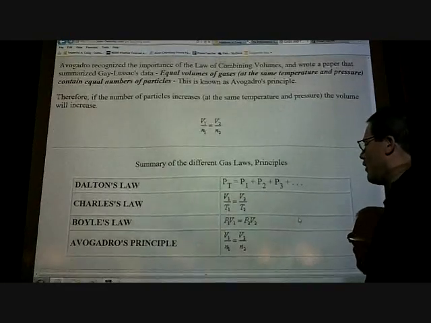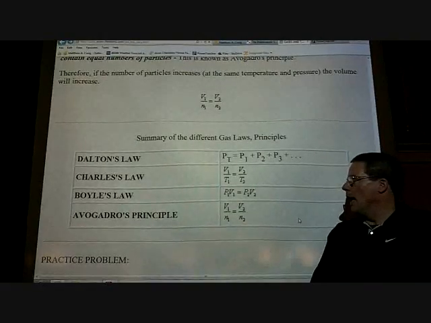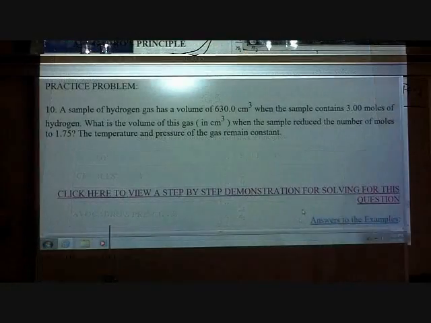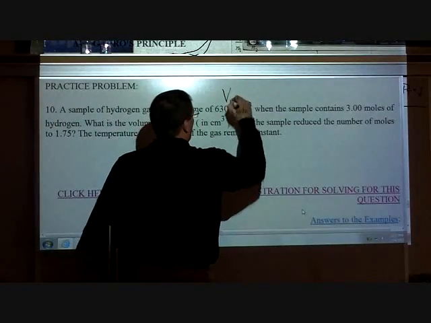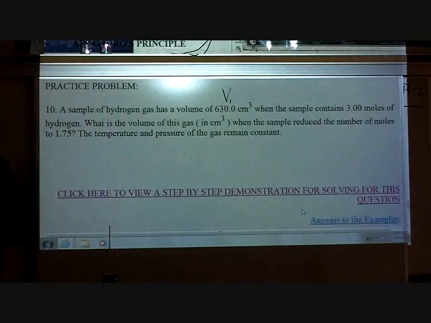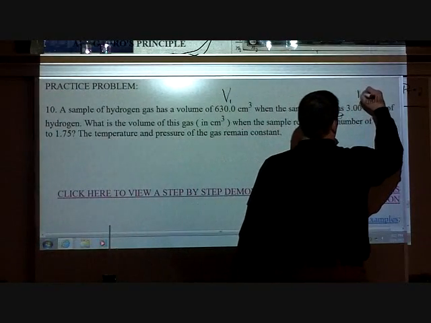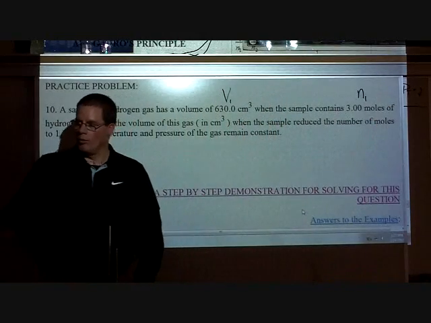All right. Now, these are in your notes. We'll go over these when we work out the problems. And we already did this one yesterday. The last practice problem says a sample of hydrogen gas has a volume of 630. So there's our V1. When the sample contains 3 moles, and again, I love this, n1, number of moles, awesome.